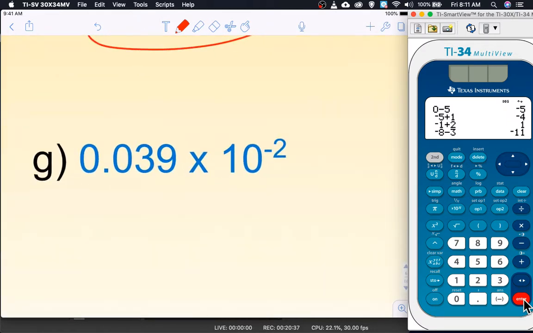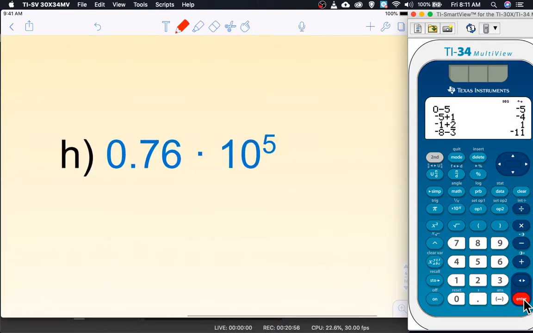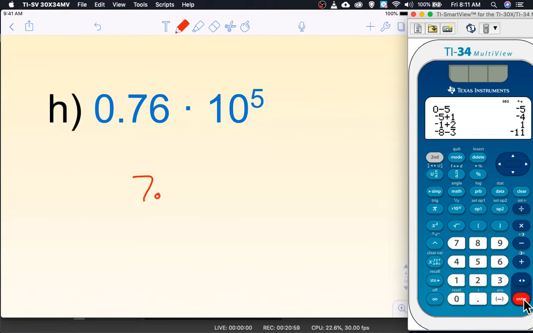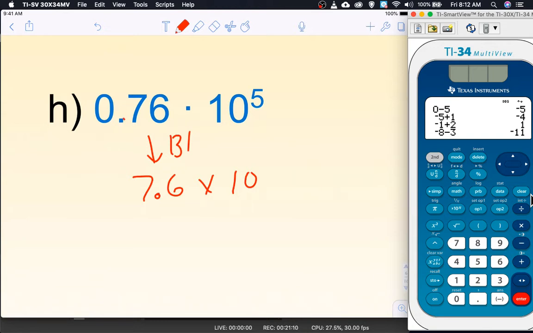All right, let's see. 3.9 times by 10. He got bigger by 1, 2 places. Exponent gets smaller by 2 places. Should give you 10 to the negative 4th. Letter H, put the decimal where you know it needs to be. He got bigger by 1 place. It was 0.7, now it's 7.6. It's a bigger number. Got bigger by 1 decimal place. Exponent gets smaller by 1, which gives us 10 to the positive 4th.